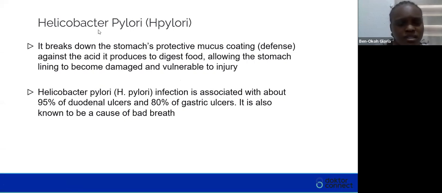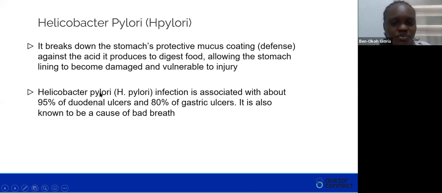And so how does this infection cause ulcer? Remember I mentioned that the stomach produces some mucus, which helps to defend itself against the acid that digests food. This H. pylori destroys the coating, which is the protective membrane. So just think about it like a clothing. There's a coating covering the stomach. This H. pylori infection then destroys that coating, and it allows the stomach to be more susceptible to injury. Basically, that's one way it functions.